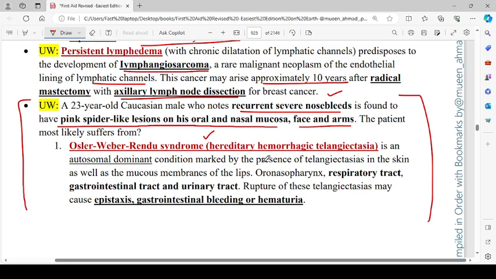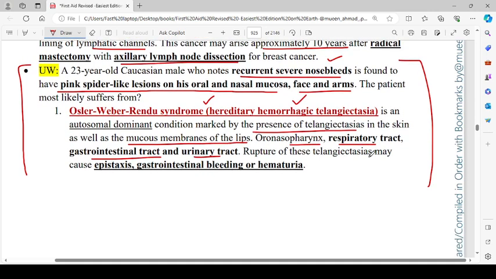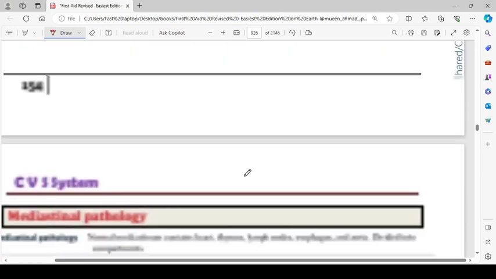So, Osler-Weber-Rendu syndrome, which is hereditary hemorrhagic telangiectasia, is an autosomal dominant condition marked by the presence of telangiectasias in the skin, as well as the mucous membrane of the lips, oronasopharynx, respiratory tract, gastrointestinal tract, and urinary tract. Rupture of these telangiectasias may cause epistaxis, gastrointestinal bleeding, or hematuria.